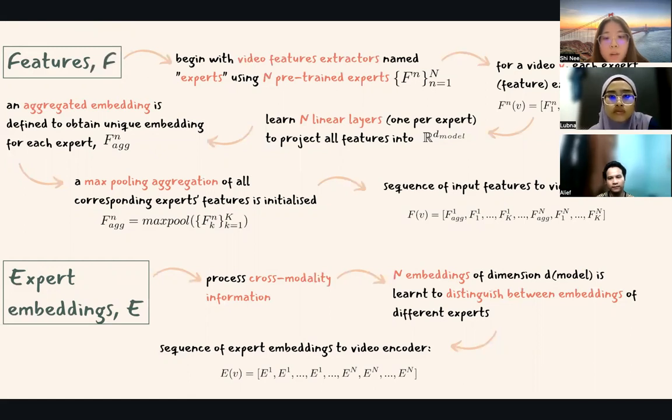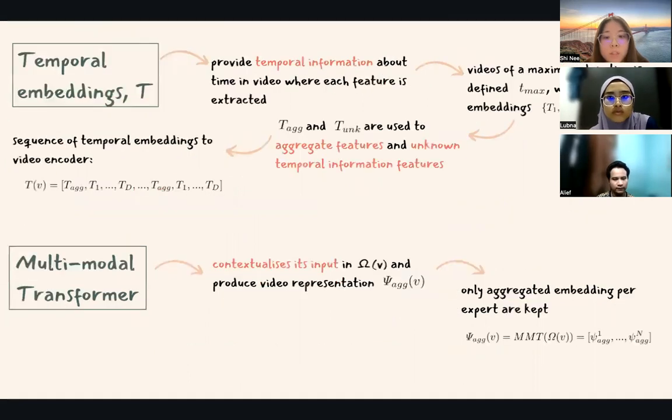The second element is expert embedding E. It will process cross-modality information. An embedding is learned to distinguish embeddings of each expert. Finally, the sequence of expert embeddings is defined. Next, moving on to temporal embeddings. It provides temporal information about time in the video. T_AGG and T_UNK are used to aggregate features and unknown temporal information features. Finally, the sequence of temporal embeddings is defined.